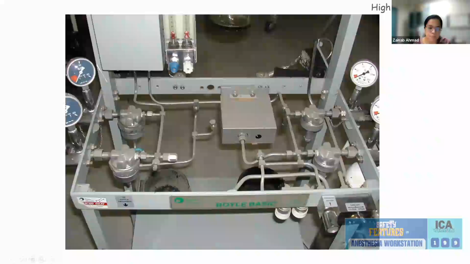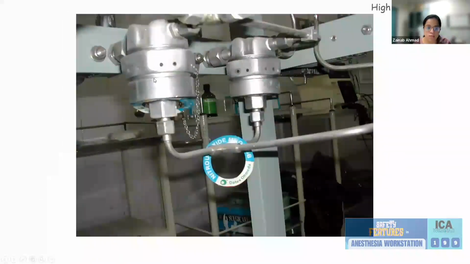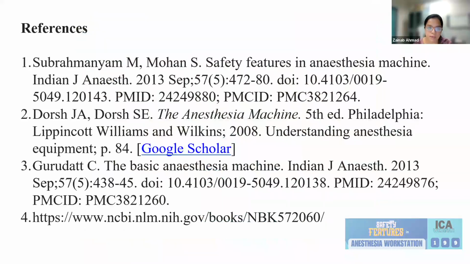Okay, so in this old machine, you can see that this is the Bowden gauge, this is the yoke assembly, then this is the primary pressure regulator. So after the primary pressure regulator, then only the gas will enter into the tubings. This is a close-up of the primary pressure regulator. In the newer machines, it is not possible to see the primary pressure regulator as such.